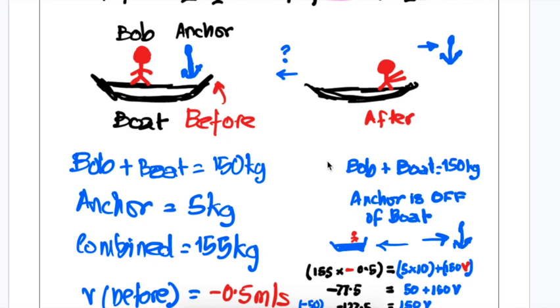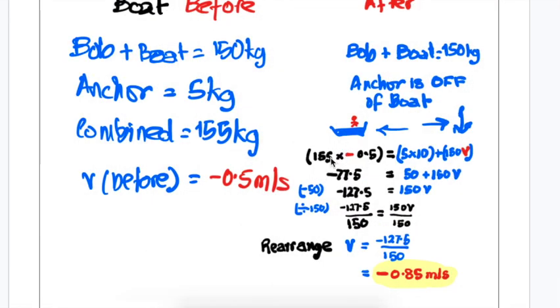So, momentum before is equal to momentum after. 155 is the total mass of Bob, the boat, and the anchor. It's drifting at minus 0.5. So, working that out, you get negative 77.5. Then, Bob throws the anchor out. The anchor has a mass of 5 kilograms, and he throws it out at 10 meters per second. The boat remains with a mass of 150. We want to find the velocity at which the boat gets pushed in the opposite direction.